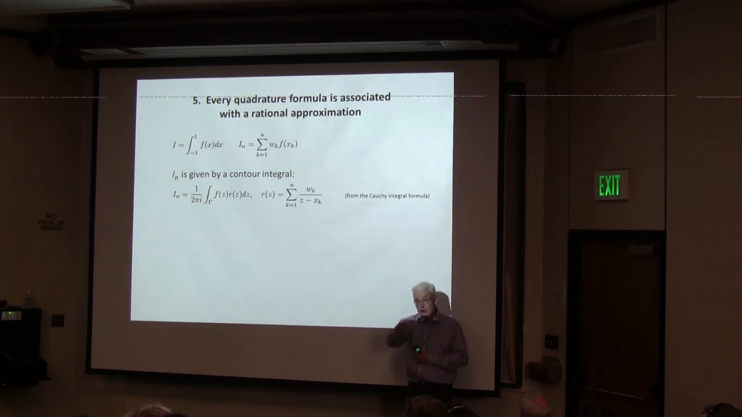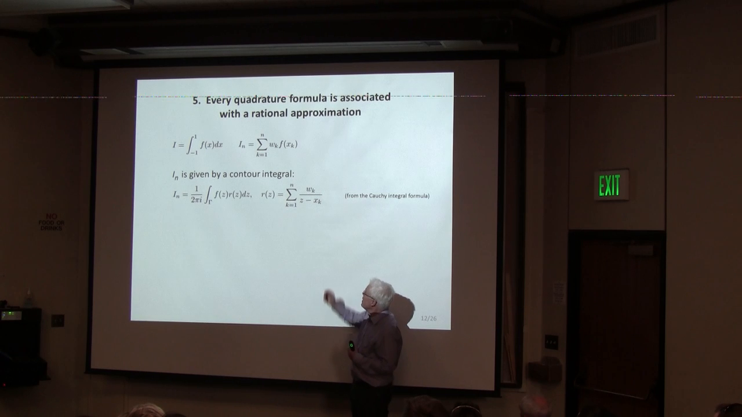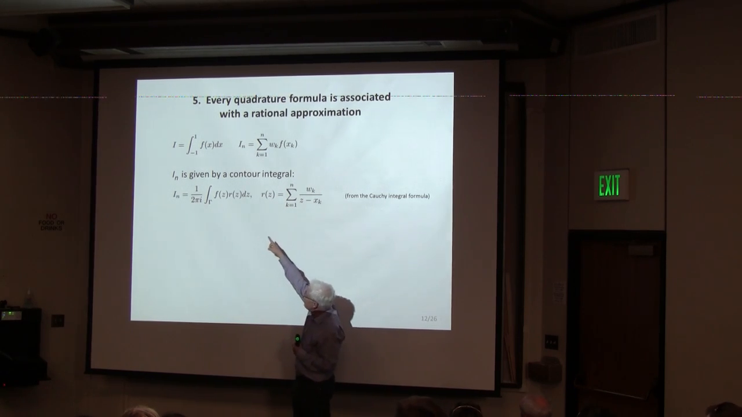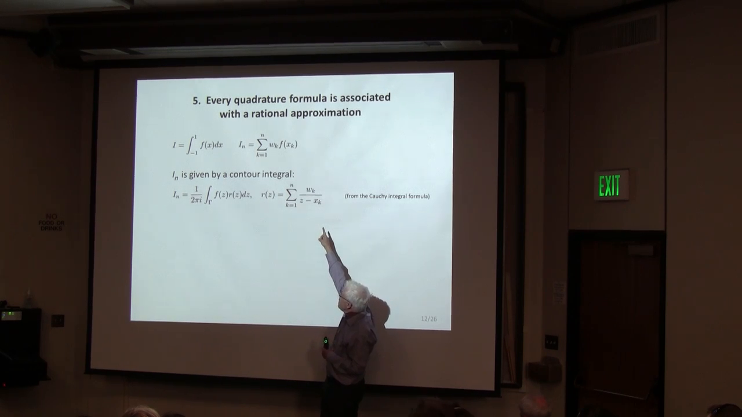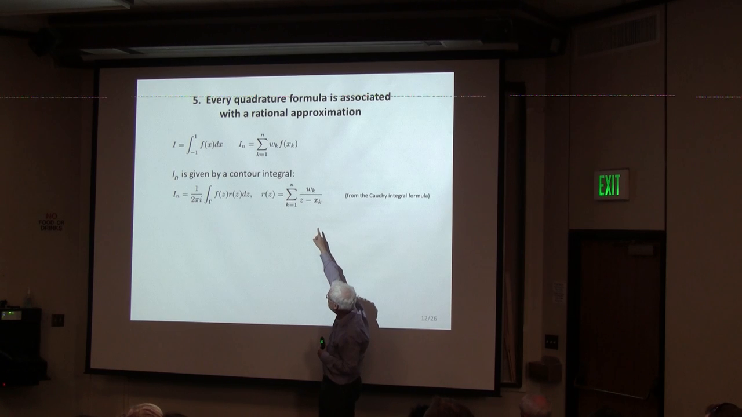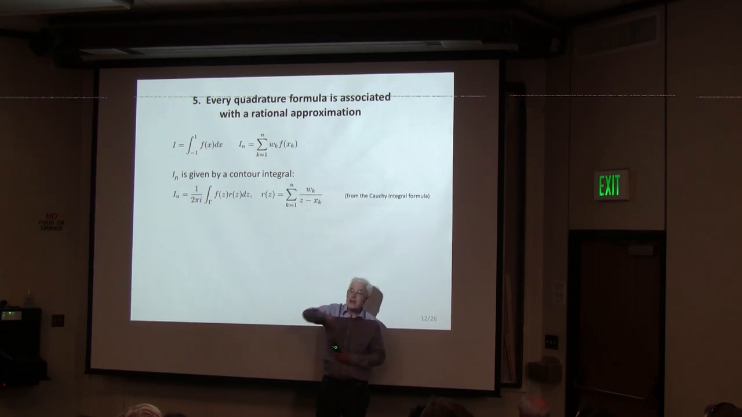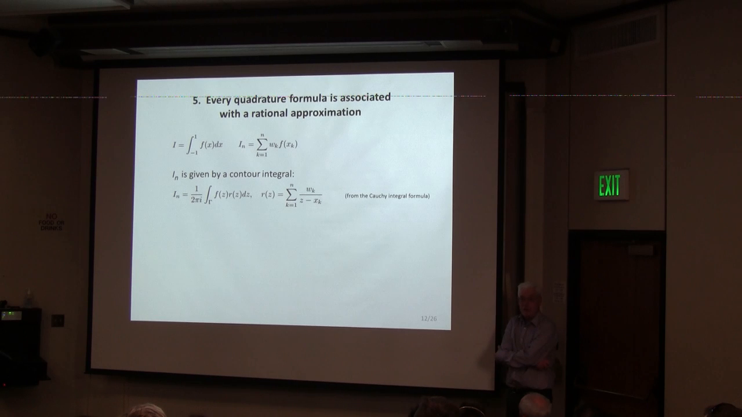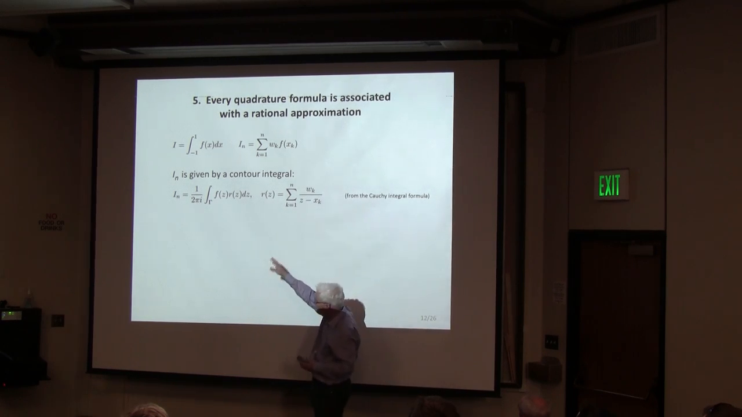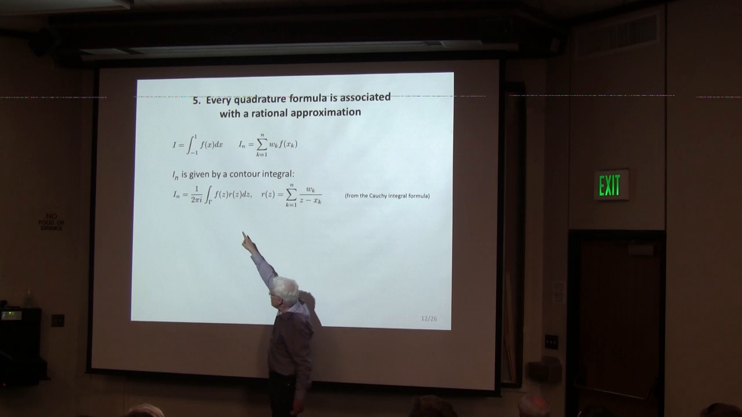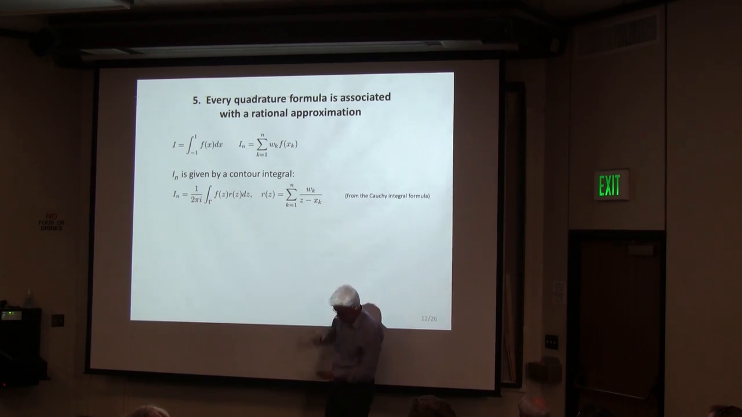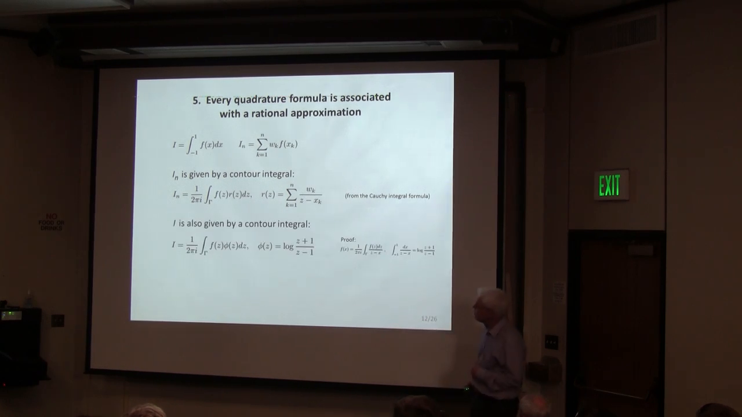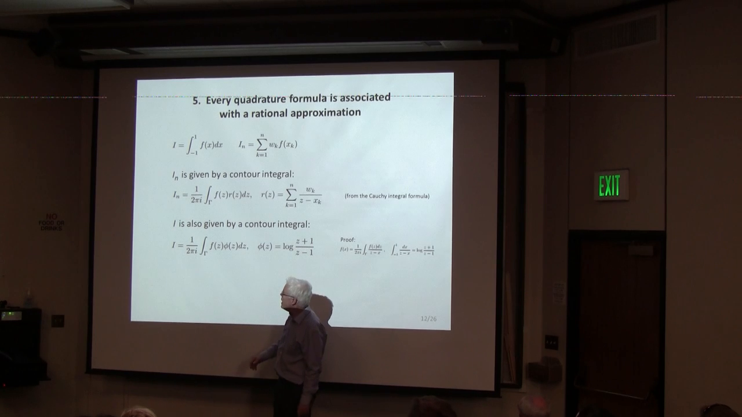How do you get a sum of weighted residues? You do a contour integral over a contour. I should draw it this way. Contour going around your nodes. If you multiply your function by a rational function r whose residues are w sub k and whose poles are x sub k, and then compute the contour integral around all those nodes, you get the quadrature approximation to the integral of f. It's an amazing fact. So f has to be analytic for this to work, but if it is, this is a contour integral representation for that quadrature approximation. Well, the true integral also can be represented by a contour integral.